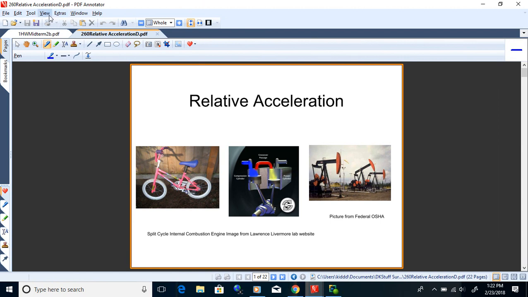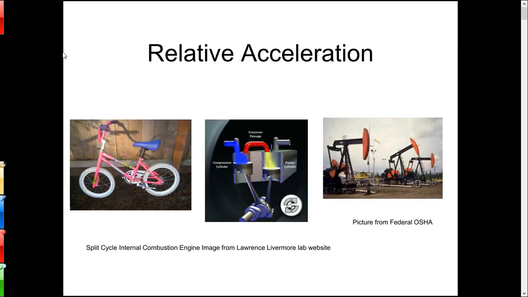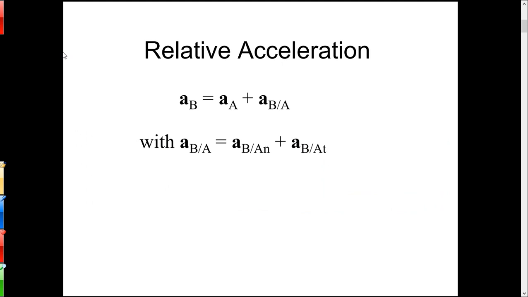Okay, let's have a look at that. So this is a lot like relative velocity, but it's got an extra little bit in there because what we're going to do now is relative acceleration. So a sub b, now instead of v sub b, is a sub a plus a sub b with respect to a. So that's what we got.